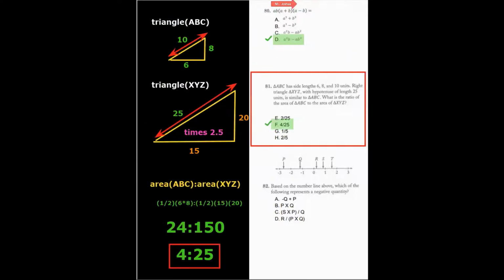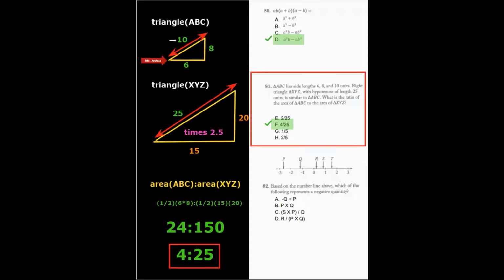Question number 81. Triangle ABC has sides 6, 8, and 10. Another triangle, XYZ, has a hypotenuse of 25 and is similar to ABC. What's the ratio of the area of ABC to the area of triangle XYZ? Well, here we know that by the Pythagorean theorem, 6 squared plus 8 squared is 10 squared. So triangle ABC is also a right triangle.